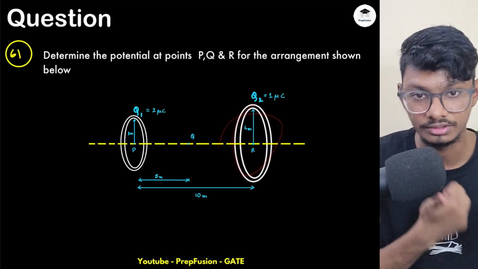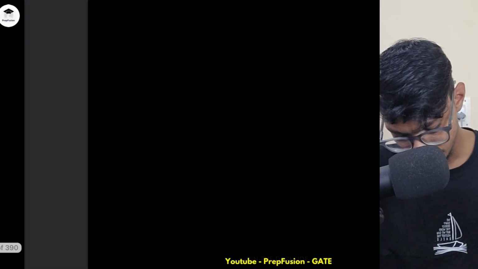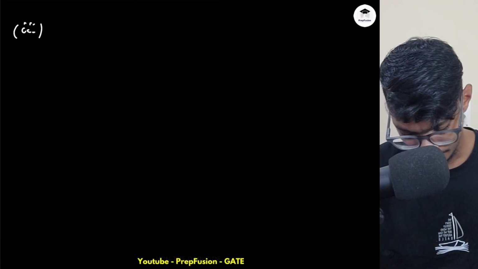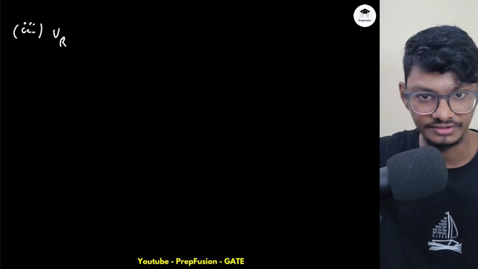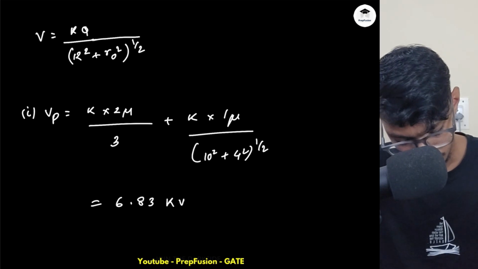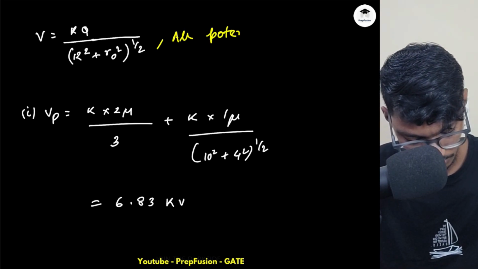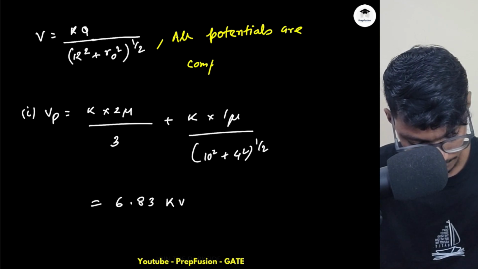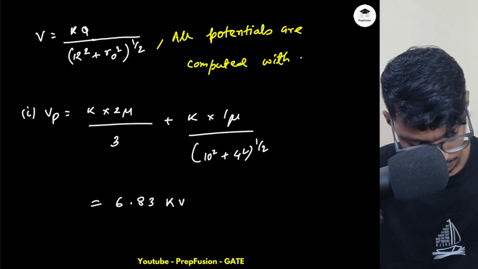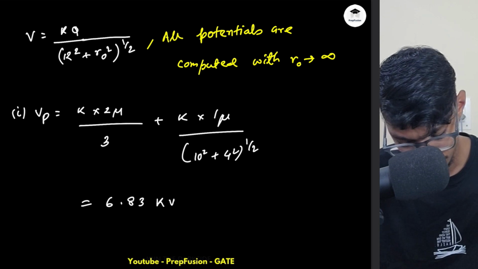So let's calculate the potential here. What will be the potential here? So if I compute the potential at point R, this is with respect to infinity. So I will just write at the start itself, all potentials are computed with R naught as infinity, with respect to infinity.